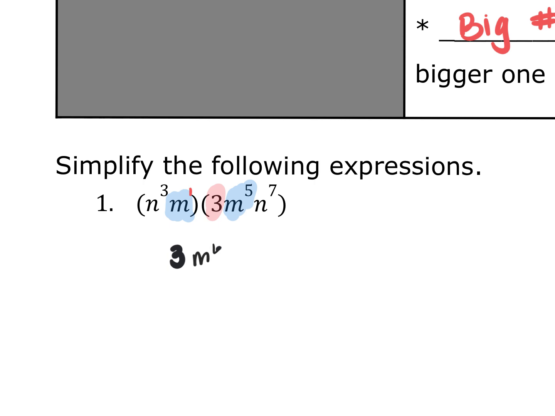And now I'm going to look at my n's. I have n to the third and n to the seventh. Again, we're multiplying. So when we multiply, we actually add the powers. So 7 plus 3 is 10. So that's going to give me n to the 10th. And that's what we're looking for to simplify that first one.